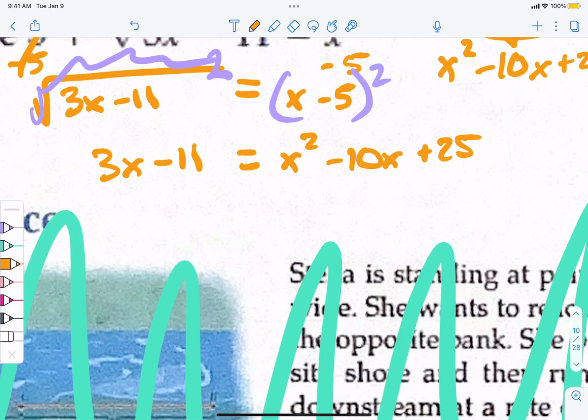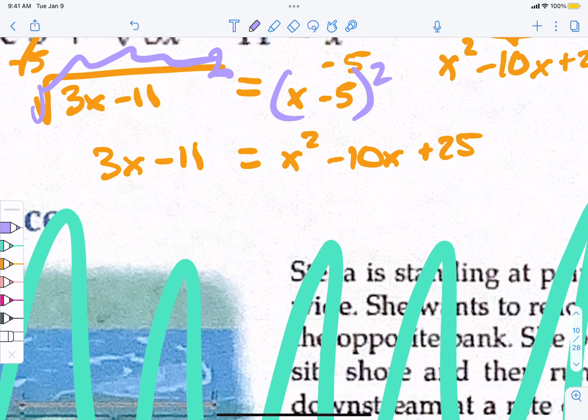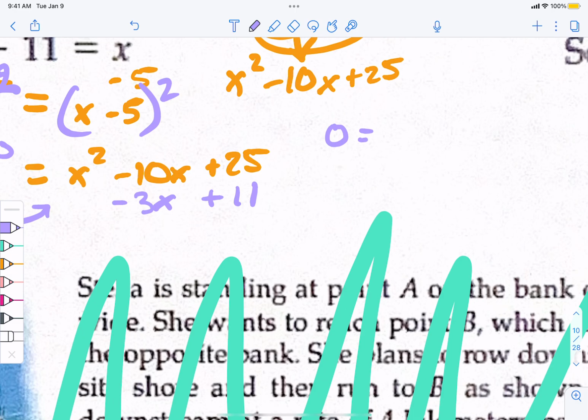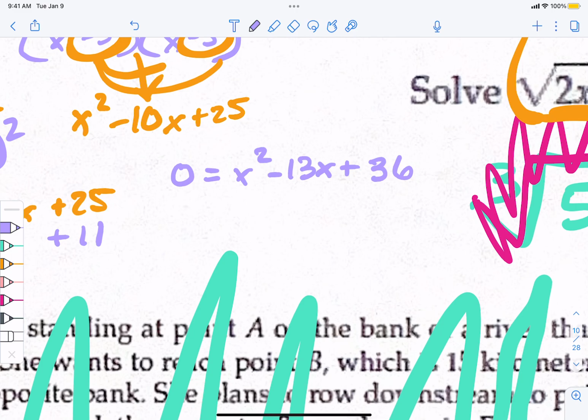Next. Now what? Move it all over. I'm going to move these guys over here. So I'm going to minus the 3x from the 10, and I'm going to add the 11 to the 25, right? And then over here will be 0. Okay, so let's do that. 0 equals x squared minus 13x plus 36. Okay, pretty please. Are there 2 things that I can multiply together that give me positive 36, but when I add them give me negative 13?